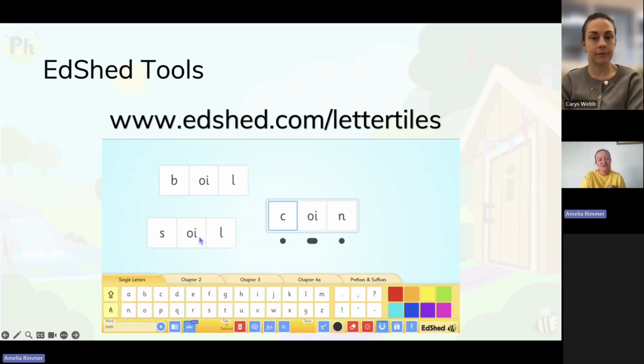On EdShed, there's also the letter tiles tool, which you can use and have a good practice with using words and sound buttons. This is a completely free tool. So if you go to edshed.com/lettertiles, you'll be able to access that tool completely free of charge. You don't even need to log in to use these. You can drag the letter tiles up from the bottom to spell out words. You can focus on particular sounds, and it has got a feature to add the sound buttons under the words that help children read them if they use those in school.